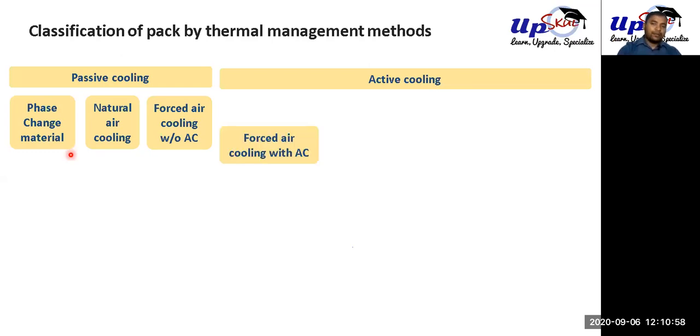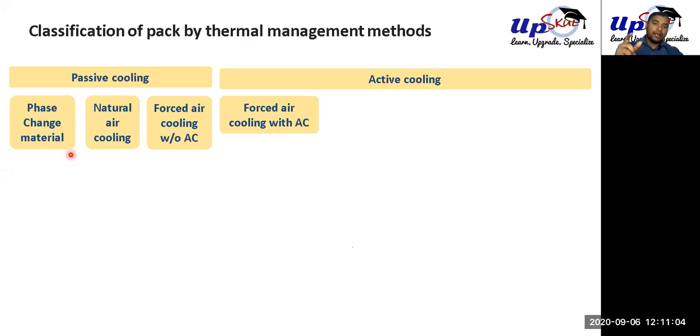Now we come to the active cooling. In active cooling, the first thing that we see is forced air cooling with AC. So with the addition of the air conditioning, now the forced air cooling is effective, and it can work as an active system to work in real time to improve or reduce load. Then we have our liquid cooling.